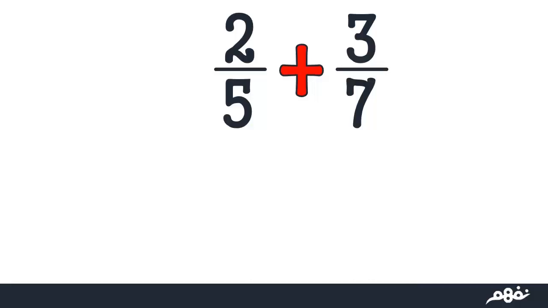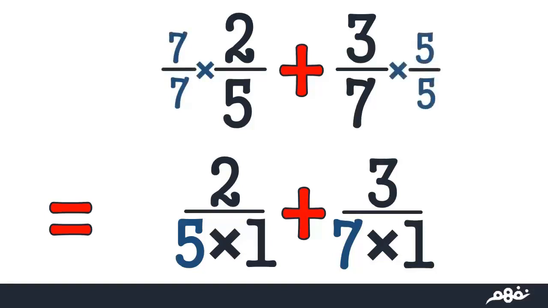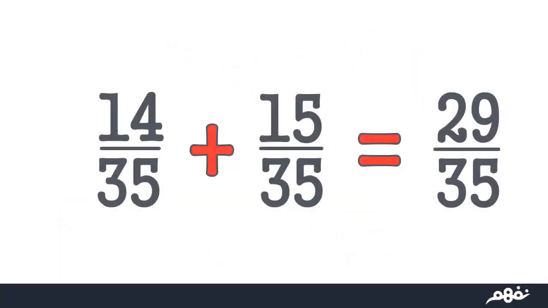It's easy, like saying it's equal to 2 over 5 times 1 plus 3 over 7 times 1, because actually 5 equals 5 times 1, and also for 7. So 7 is the odd one for 5 and 5 is the odd one for 7. So we will do the same as in case 2, multiplying by 7 over 7 or by 5 over 5, because both equal 1. So it equals 14 over 35 plus 15 over 35, which equals 29 over 35.